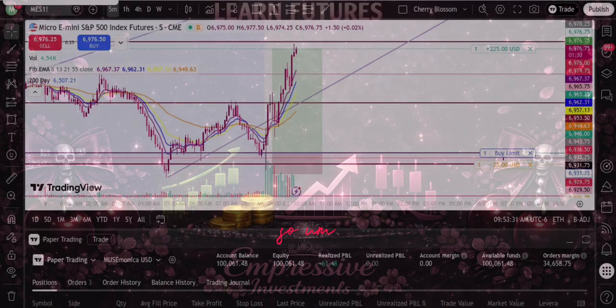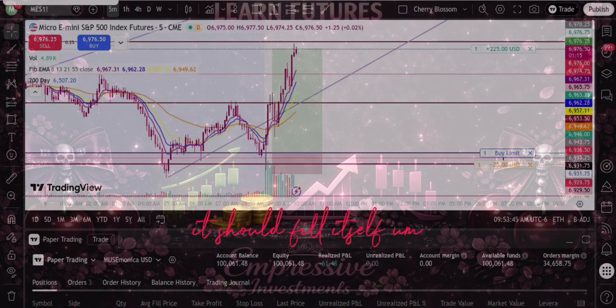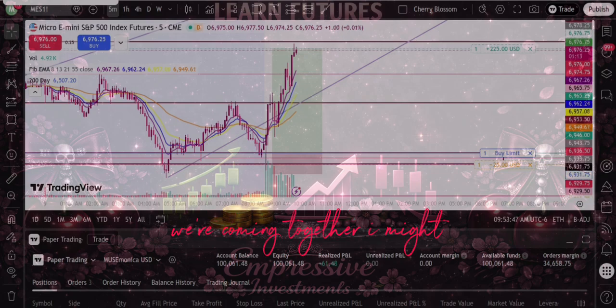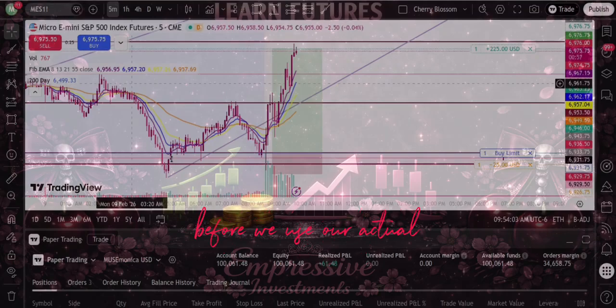So yeah, I took this setup and the order didn't take. It's literally still sitting there. So honestly, if it comes back to this level, it should fill itself. I might take it off. We'll see how it moves, especially since everything was checking off and the box is uptrend. I was so disappointed it didn't take. But that was a good opportunity to learn before we use our actual money.